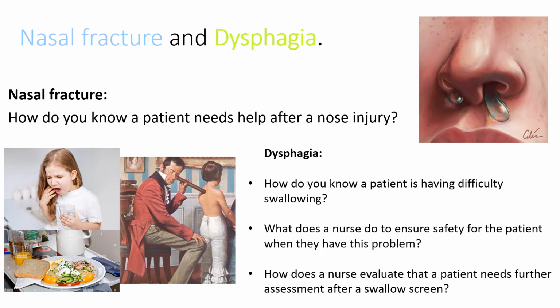We need to do a swallow screen. The nurse needs to assess it first before we ask speech therapy to come and assess it. How does a nurse evaluate that a patient needs further assessment after a swallow screen? If your patient coughs during an assessment for a swallow screen, what do you think the next thing should be?